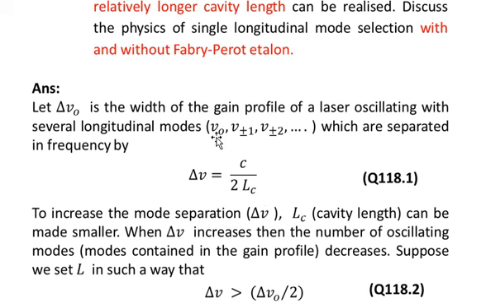So nu naught is the central longitudinal mode, and on the right hand side of nu naught there is a longitudinal mode nu plus 1, and nu minus 1 lies on the left hand side of nu naught. Similarly, nu plus 2 lies on the right of nu plus 1, and nu minus 2 lies on the left of nu minus 1.